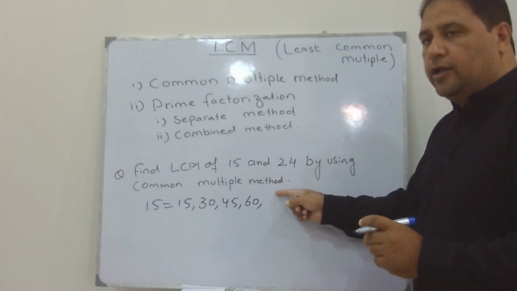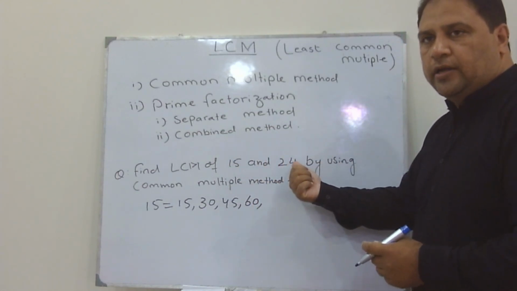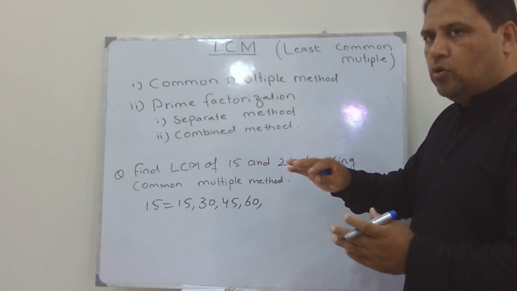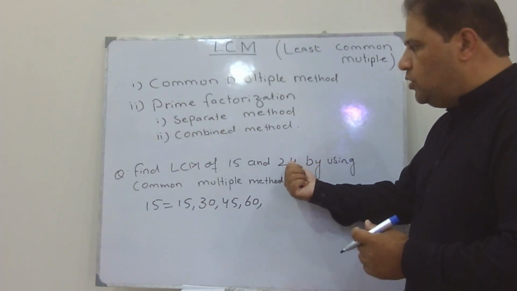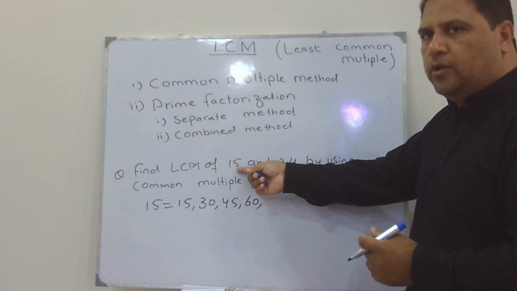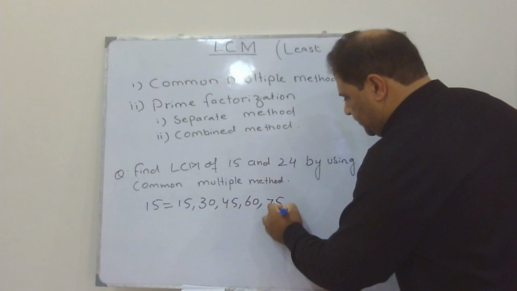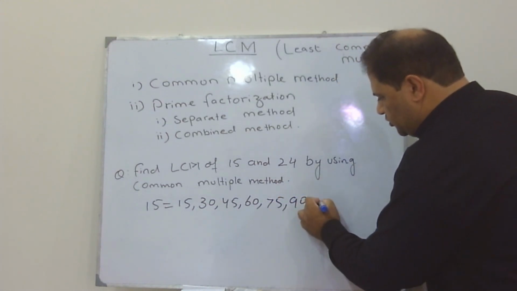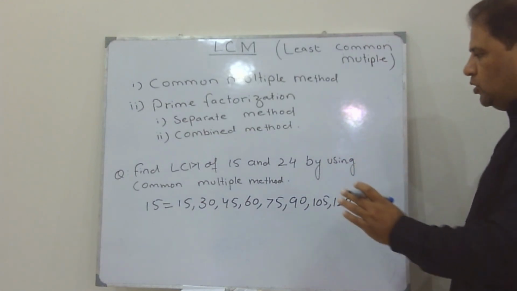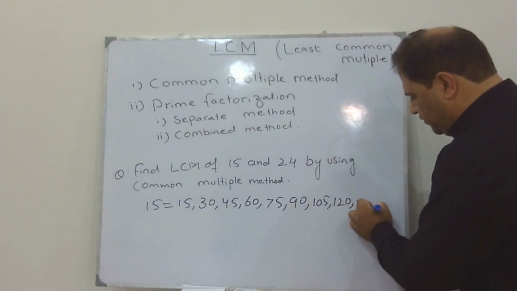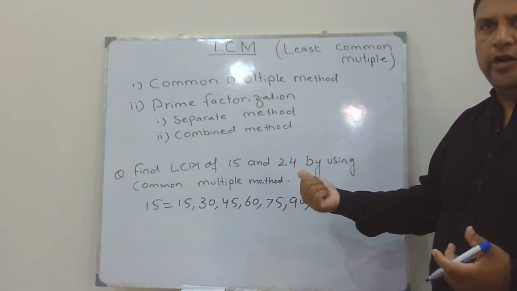One more important thing: when you are applying this common multiple method, we write more of the table of the smaller number and fewer values of the greater number. Because the common multiple will be nearer to the greater value, you have to write more of the table for the smaller value to get the common multiple. 75, 90, 105, 120, 135 and 150. Write at least up to 10 times the smaller number, and the greater value should be at least up to 7 or 8 times.